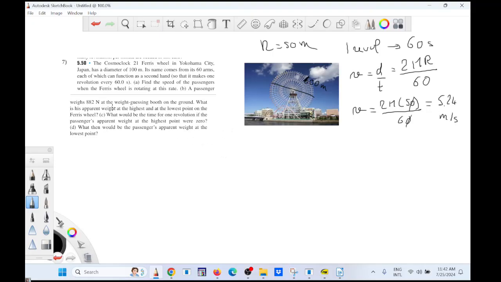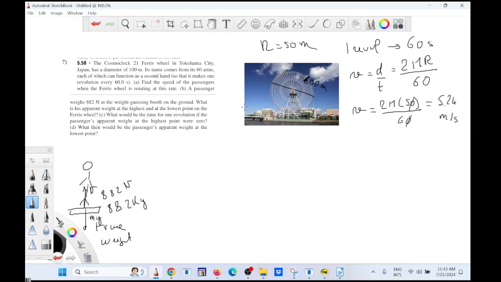Okay, next question. So you have a passenger, and the true weight is 882 Newton. So the mass is about 88 kilograms. That's the true weight. And remember, the weight is always given by the normal force. So you have mg, that's going to be the normal force. The normal force is going to give you the weight, because it tells you how hard you are pushing on the bathroom scale.